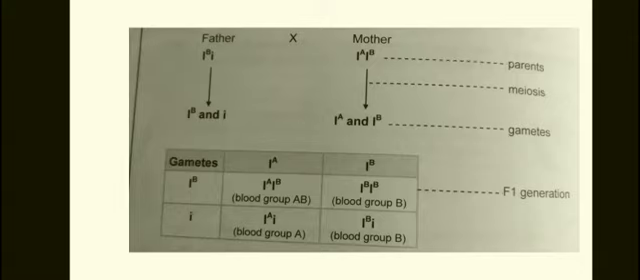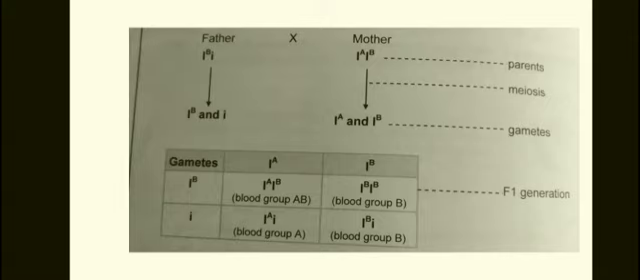So in this case, the gametes for the father are B and O, and for the mother are A and B. So there is a 25% possibility of having a child that is blood group AB, and 25% of having a child that is blood group A, and 25% of having a child that is blood group B, and 25% of having a child that is blood group B. So two possibilities of having a child with blood group B in terms of phenotype here. So it's 50%, okay?